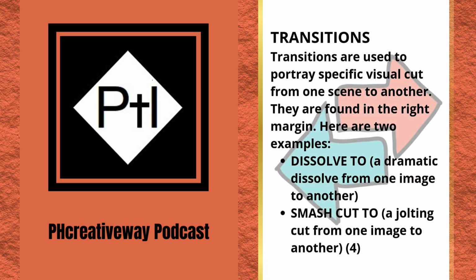Transitions. Transitions are used to portray specific visual cuts from one scene to another. They are found in the right margin. Here are two examples. Dissolve to is a dramatic dissolve from one image to another. Smash cut to is a jolting cut from one image to another.